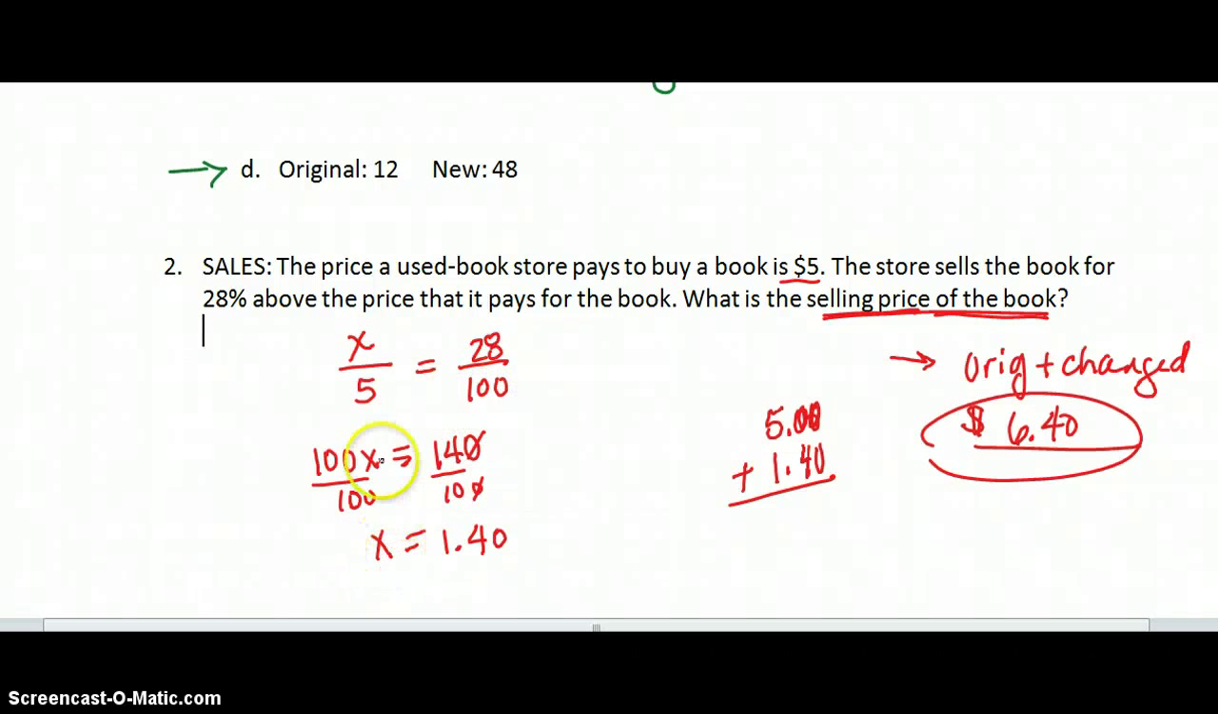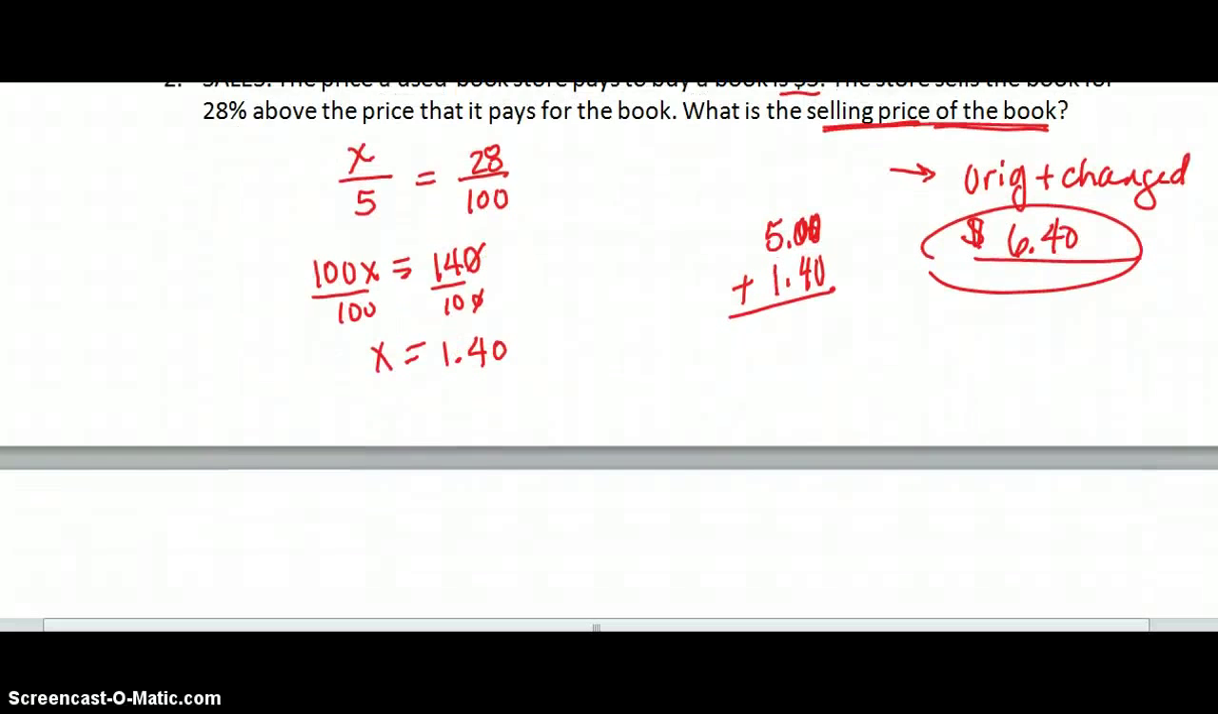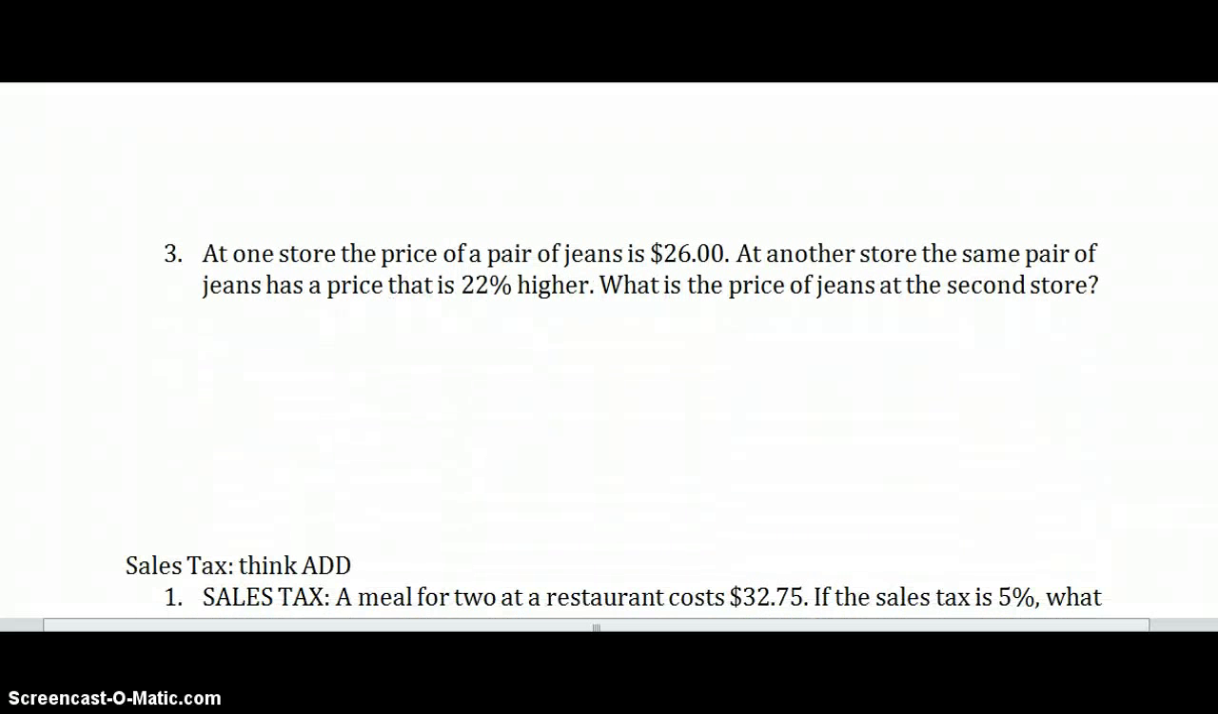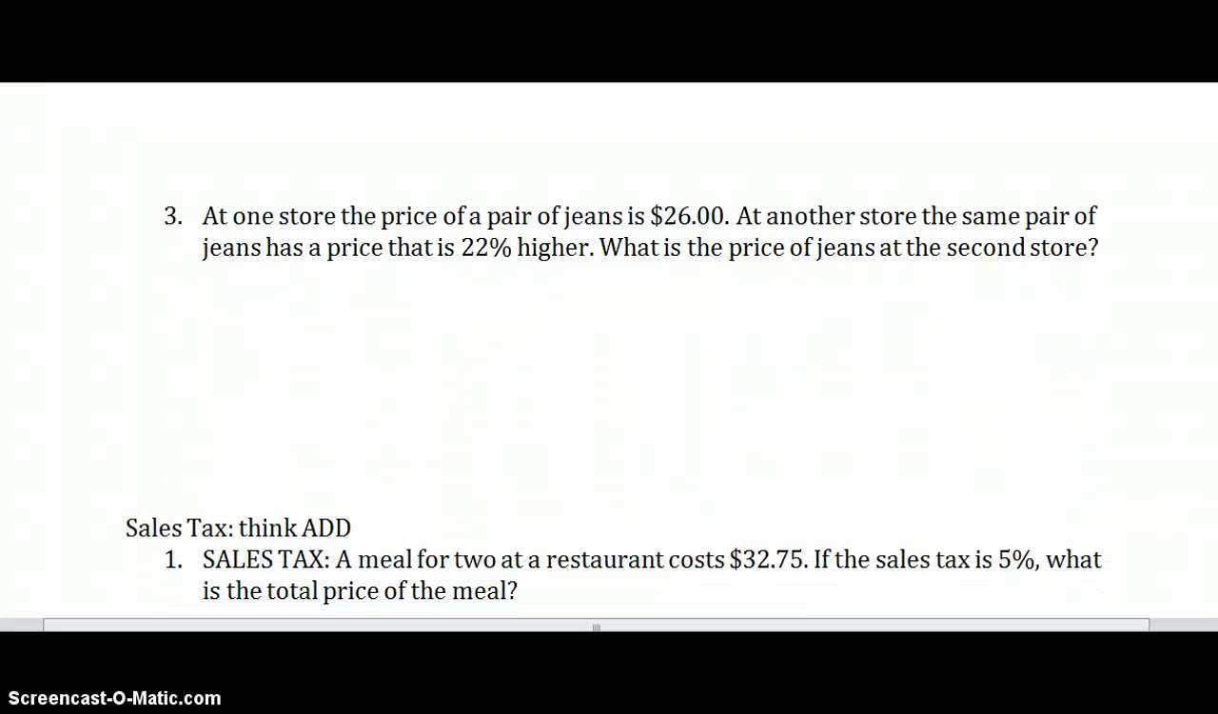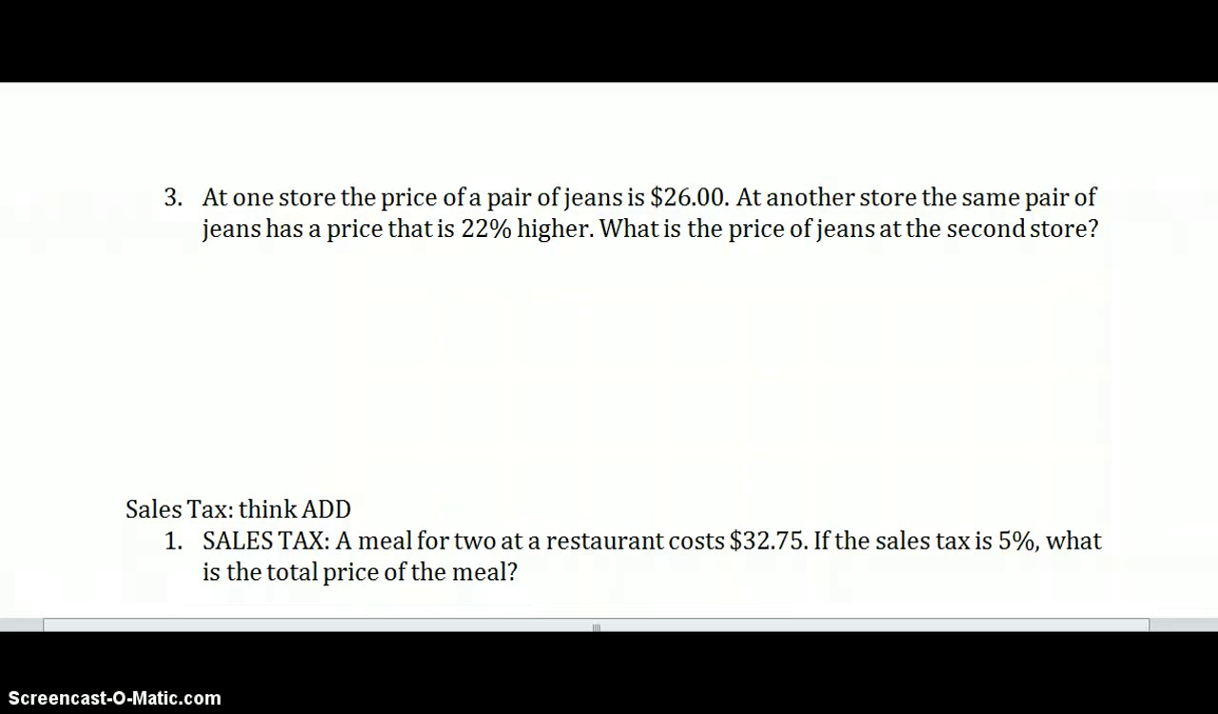When you solved for x, that's the amount of change, and it's an increase. So you had to go back and add to the original price. Okay? At one store, the price of a pair of jeans is $26. At another store, the same pair of jeans has a price that is 22% higher.